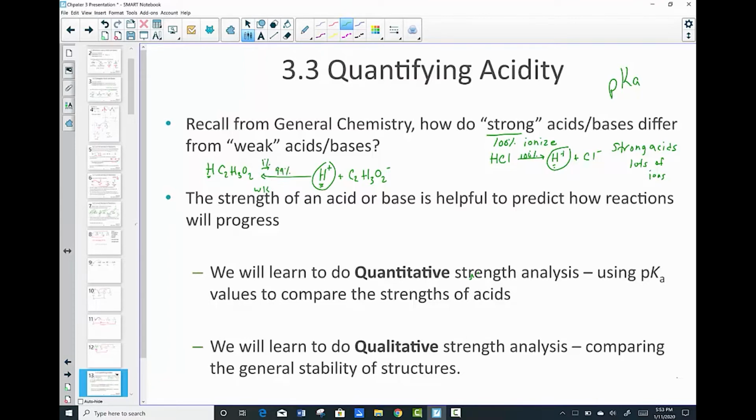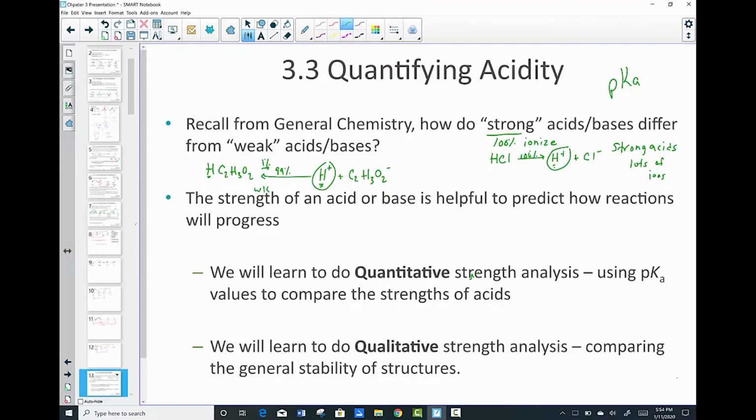So the strength of an acid or a base is also very helpful to predict how reactions will progress. And as we get our feet wet in learning how acids compare in terms of proton transfer, we're going to do so in two ways. Quantitatively, using numbers, a pKa chart to be specific. And then in the next section, we'll talk about it qualitatively, just comparing strength based on structure.